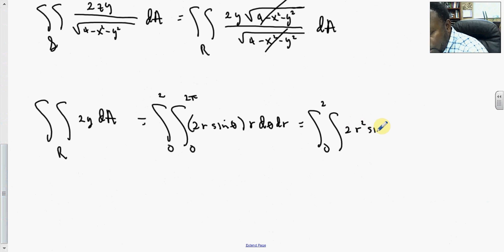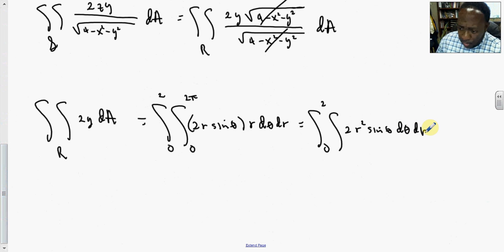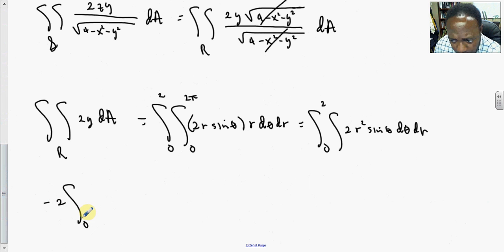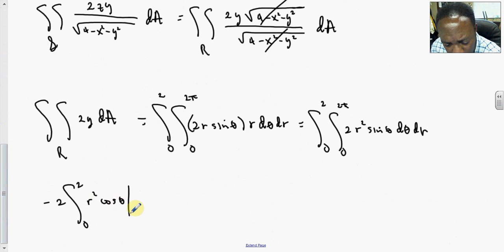So this is 2r squared sine theta d theta dr. So integrate with respect to that sine. So it gives us -2, the integral from 0 to 2, and this is r squared cosine theta, that's evaluated from 0 to 2 pi. And here we have dr. So cosine of 2 pi is 1. Then minus cosine of 0 is 1. So 1 minus 1 is 0. Right?